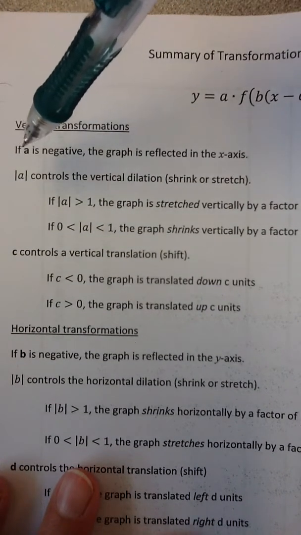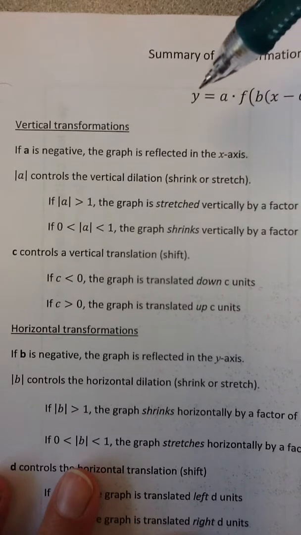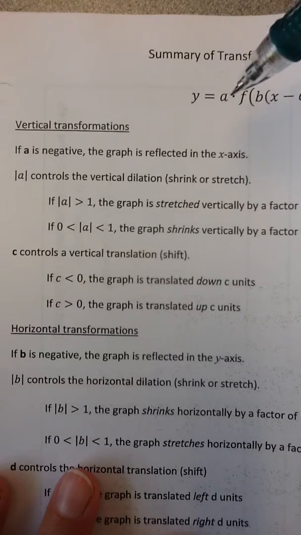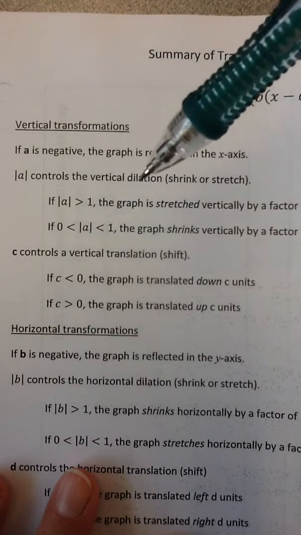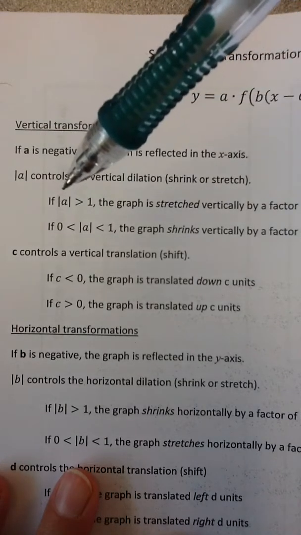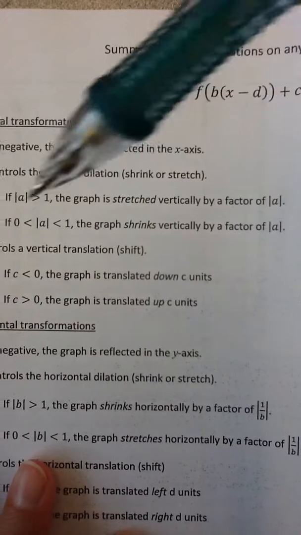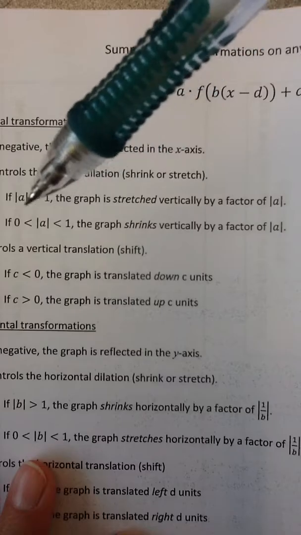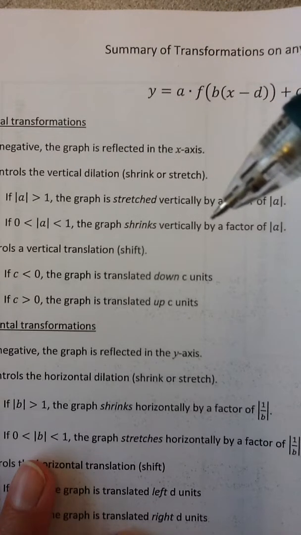If we examine all those changes in written form, it's a little bit overwhelming, so we'll speed through it real quickly. If a is negative, that means we're going to reflect it in the x-axis. So if we have a negative outside the parentheses, we're going to do a reflection in the x-axis. If I ignore the negative and look at just the number a, the absolute value of a, that controls the vertical dilation, stretch or shrink. If that number is bigger than 1, we're going to stretch it by a factor of a, and if it's between 0 and 1, like a half or a third, then it shrinks, it gets shorter.